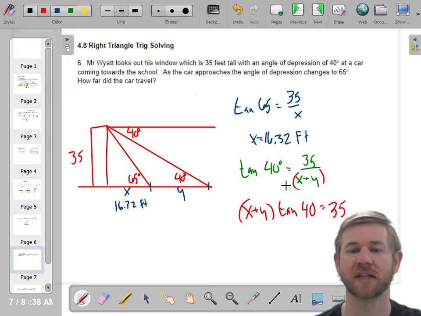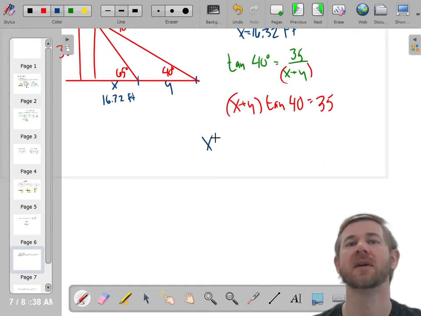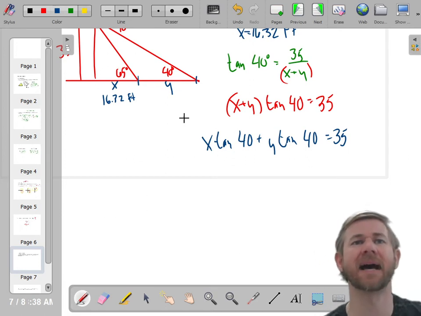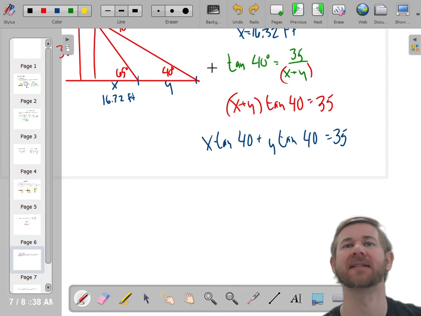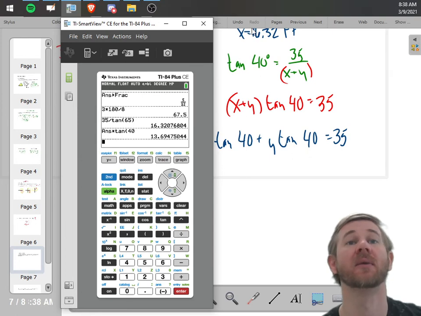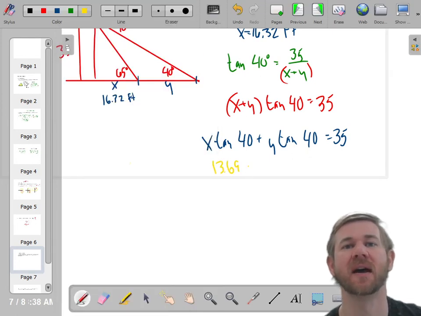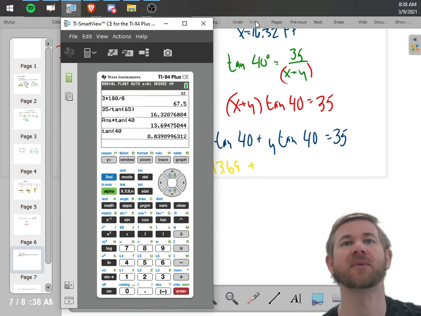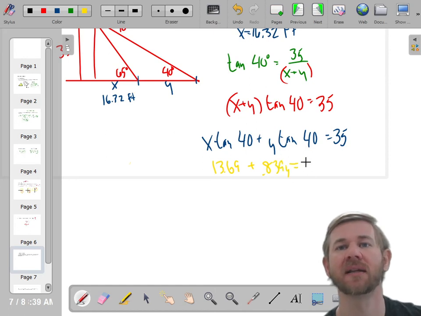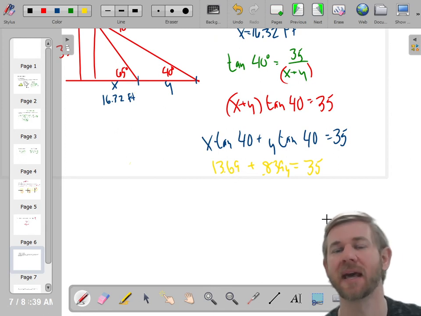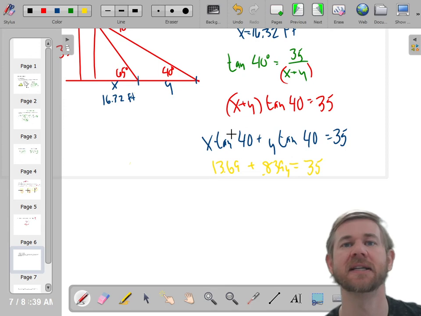Okay, so I'm multiplying both sides by the denominator, and then I'm going to distribute: x tangent 40 plus y tangent 40 equals 35. And now, since I know what x is, I can figure out what x tangent 40 is. So if I multiply this by tangent of 40, I got 13.69. So this is like 13.69 plus, just to help you, let's convert this to a decimal. That's 0.839. 0.839y equals 35. So to help you see what you're going to do to solve this, I just made everything a decimal, and now you got to realize you're going to take 35 minus the 13 and then divide.